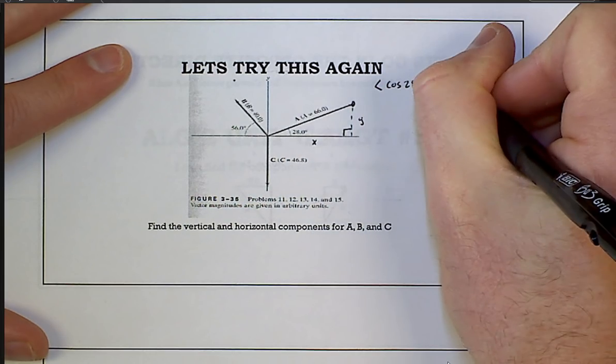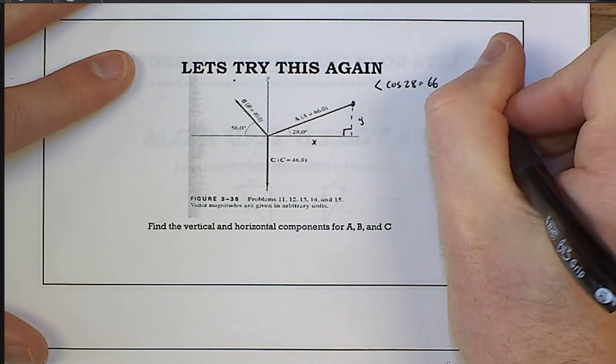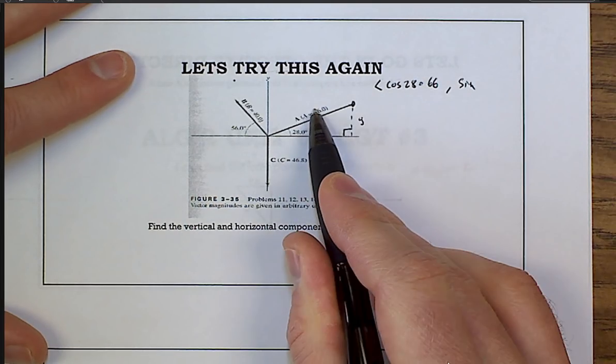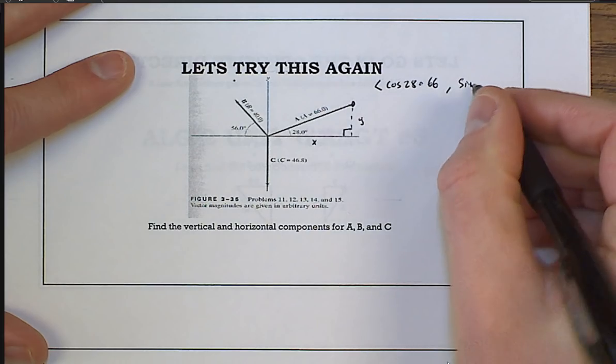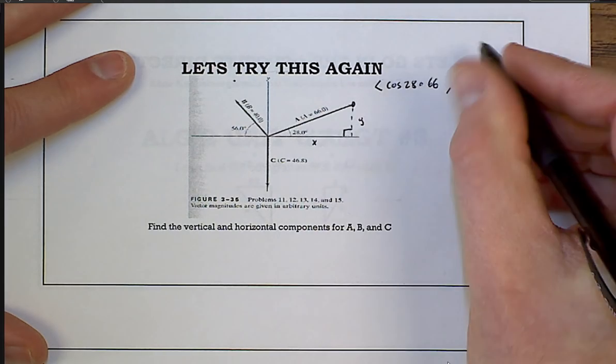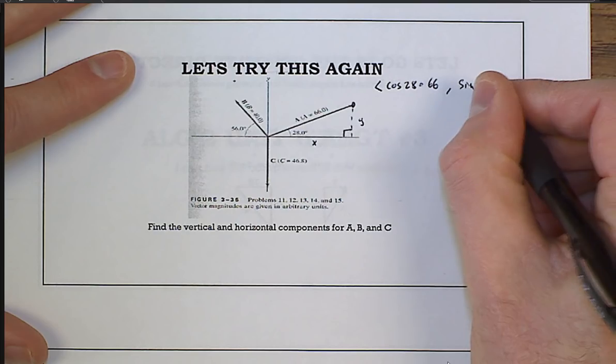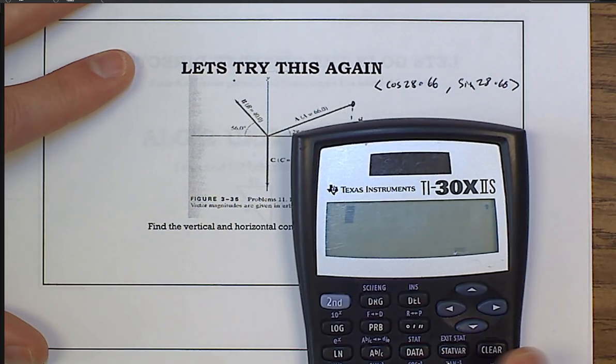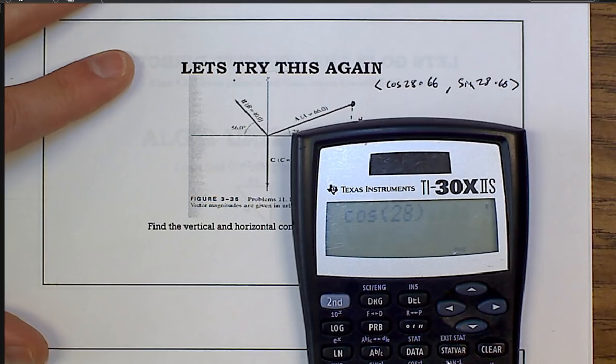And for my y's, it's always the sine, right? Because here's your angle, opposite y over hypotenuse is always going to be your y value, because there's your y right there. That's your vertical component. So sine of 28 degrees times 66. So now let's just simplify that. So cos of 28, I always like to hit equals first, and then I times that by 66. You've got to be real careful how you put that in your calculator.